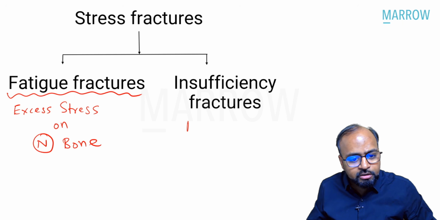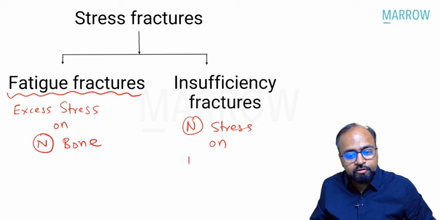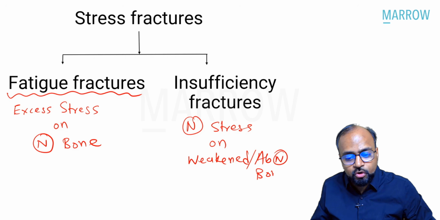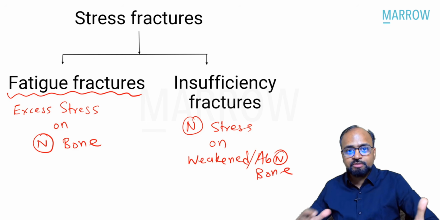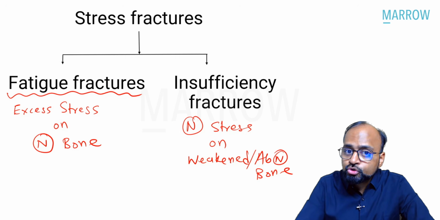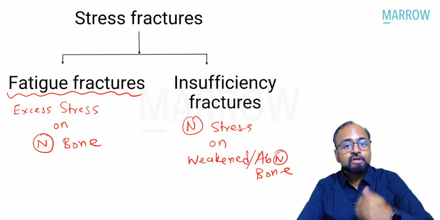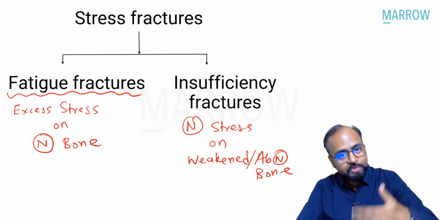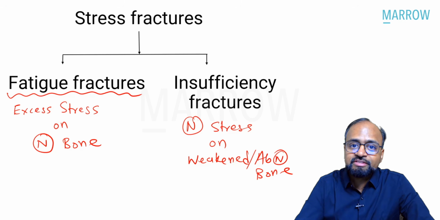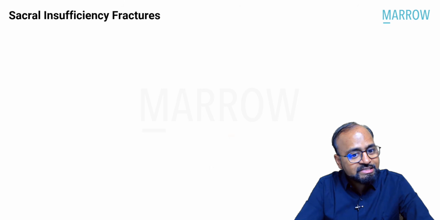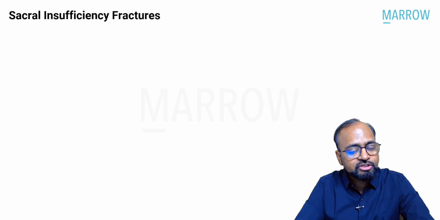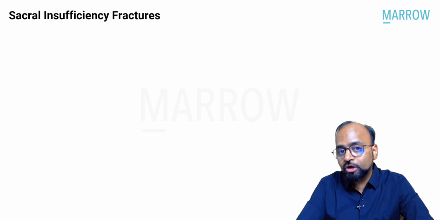Whereas if a normal stress is exerted on a weakened or an abnormal bone, this is what is called an insufficiency fracture. Just imagine this, an elderly female with severe osteoporosis, right? The bone is abnormal, the bone is weakened. In such a case, even a normal stress on such weakened bones may give rise to fractures. This is what is called insufficiency fractures. And this sacral insufficiency fracture is what the question was asked upon. We will come to the imaging sign, which is the Honda sign or H sign.